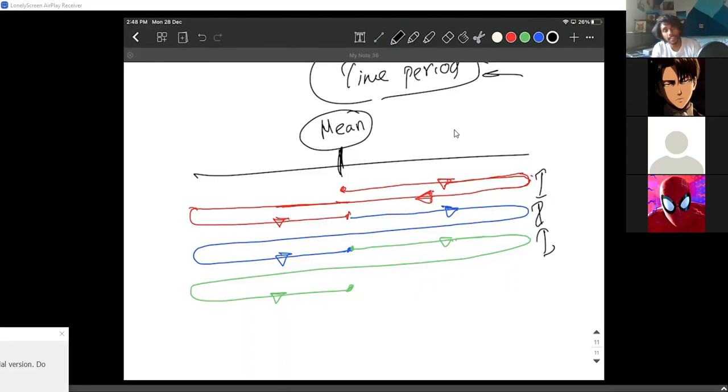So to put it, a body has to start at the mean position, go to the positive extreme, come back to the mean position, go to the negative extreme, and come back to the mean position. The whole thing is called a time period.